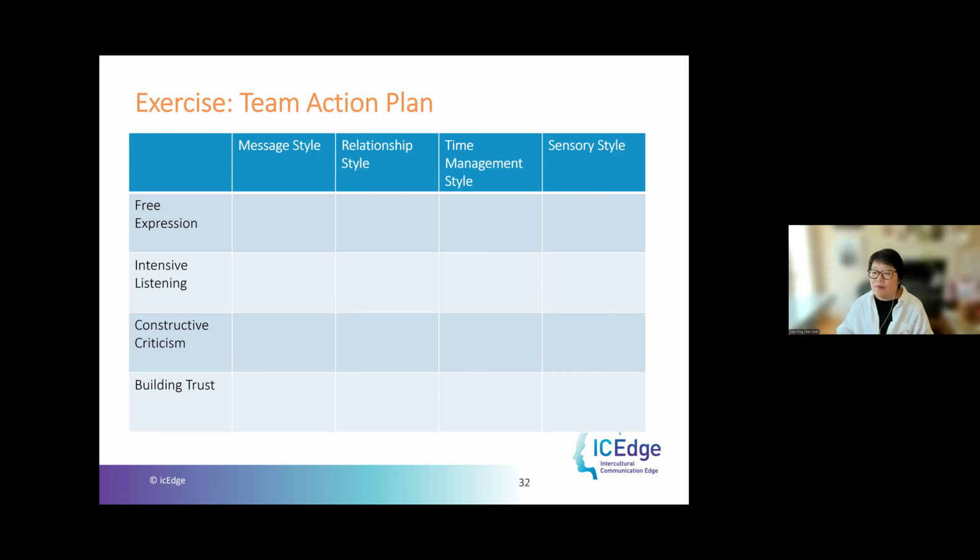Then as a team, they need to come up with a team action plan on how to achieve four goals for teamwork. One is that everyone feels they can express their ideas and opinions, so free expression is one team goal. The second is intensive listening, because listening is such an important piece in the whole communication process. The third goal is constructive criticism: when they do group projects together, how do we realize this goal in terms of these four domains? And finally, building trust among team members.